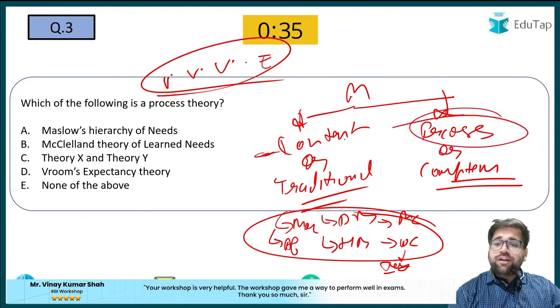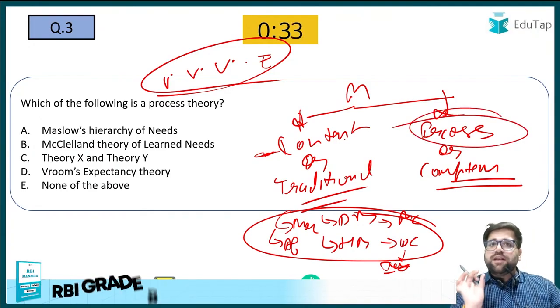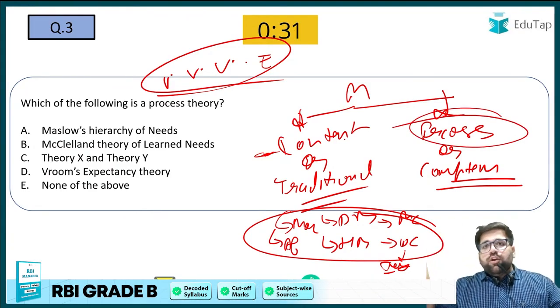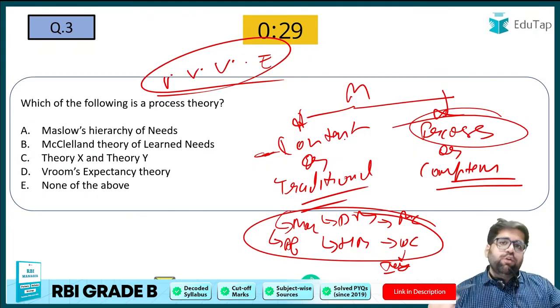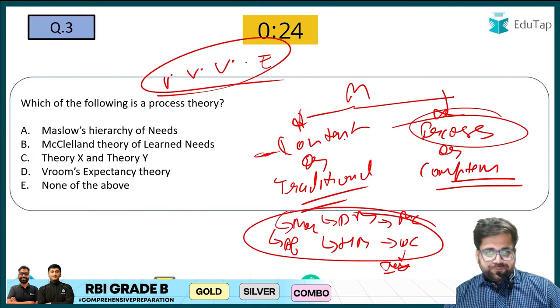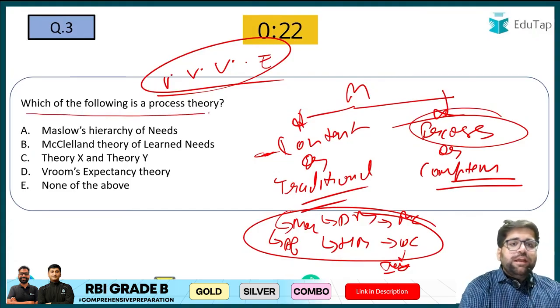Now what is process theory? Process theory doesn't focus on one particular need. They say that there is an overall process which works within a particular individual, and that particular process indeed motivates a person.